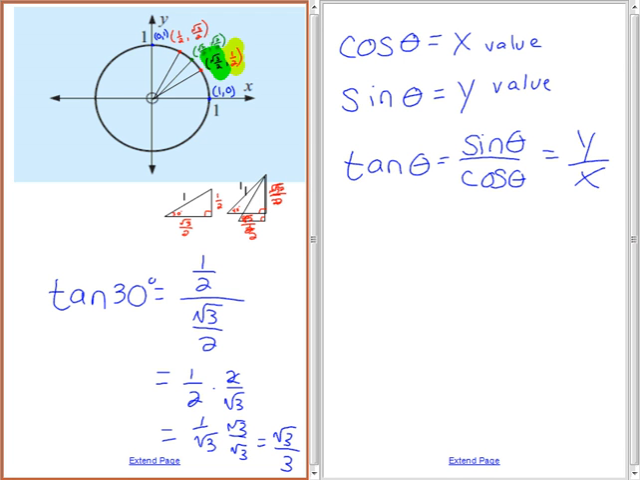Type tangent of 30 into your calculator. Take the square root of 3, divide it by 3. You will get the exact same value. So without having to go through and use our calculator, we'll be able to find exact values for these. This will be extremely helpful for graphing, but also just for evaluating individual situations.